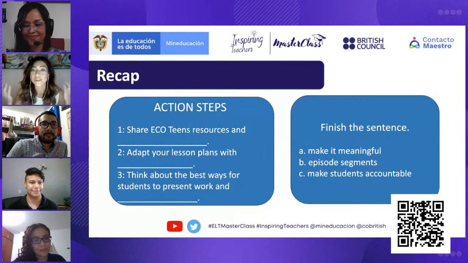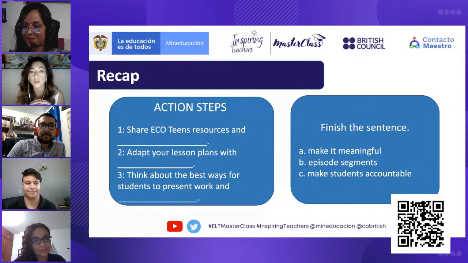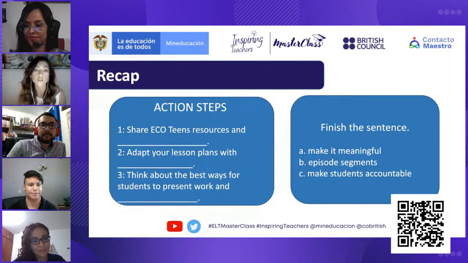And also, thank you to all the teachers who have connected, who have joined from different regions in Colombia. Please take action, take this back to your schools, share with your colleagues, share with other people who don't know about this strategy yet and who can join and benefit from other master classes.